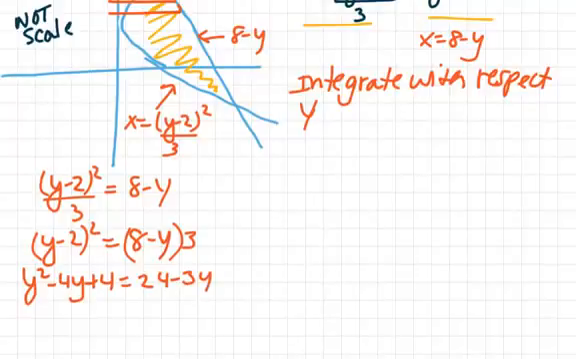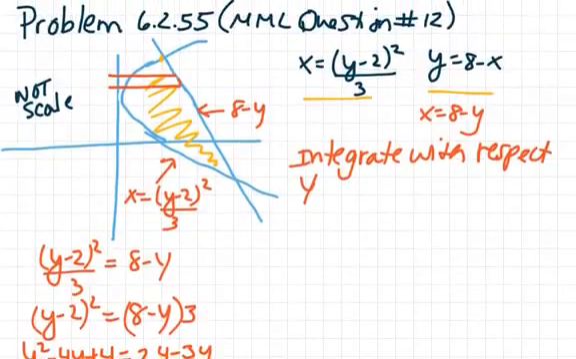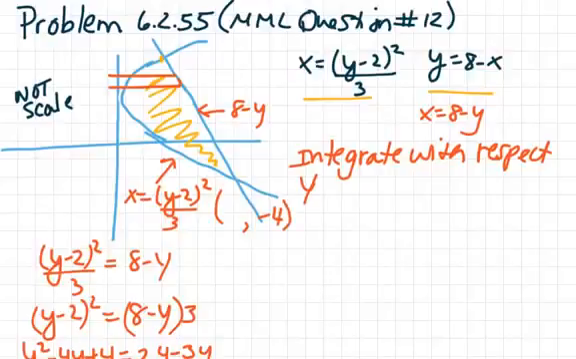If I collect all my terms to one side and simplify, I get y squared minus y minus 20 equals 0. That's easily factored, and you get (y minus 5) and (y plus 4). So scroll back up here. So these points have a y component. The bottom one has a y component of minus 4, and that's this point. And this point has a y component of 5.